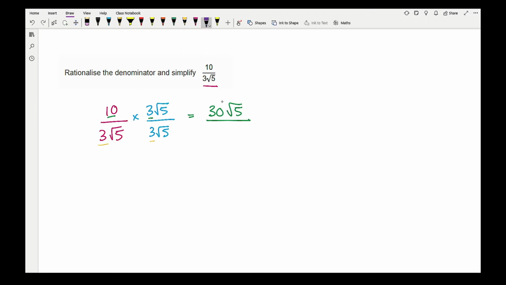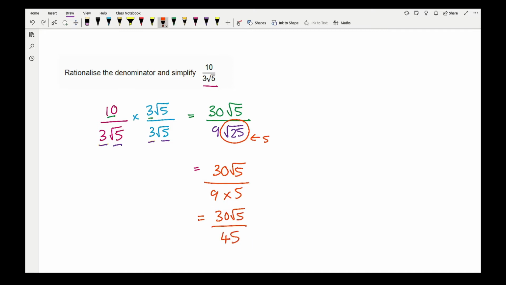So let's use a different pen because that one's a bit rubbish. So 3 times 3, which is 9. And root 5 times root 5 is root 25. Now, from this, I could go on to simplify. So I can simplify the 30 and the 9, but I'm actually going to focus more on simplifying this surd here. So root 25 is just 5. So what this then becomes is 30 root 5 over 9 times 5, which then gives me 30 root 5 over 45. So you can see here that I've automatically rationalized the denominator because I no longer have a square root in the denominator.